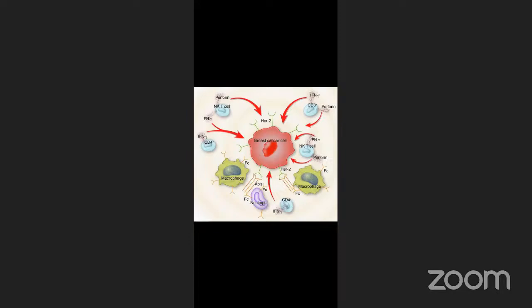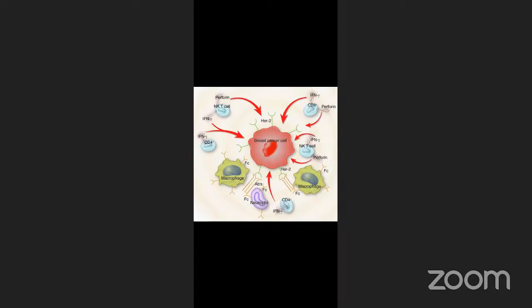So macrophages kill the cancer cell by releasing tumor necrosis factor, and natural killer cells release different types of perforins, also killing the cell by forming pores on the tumor cells. CD8 cells are not involved in this antibody dependent cell cytotoxicity, and different types of neutrophils, basophils and eosinophils have FC receptors.